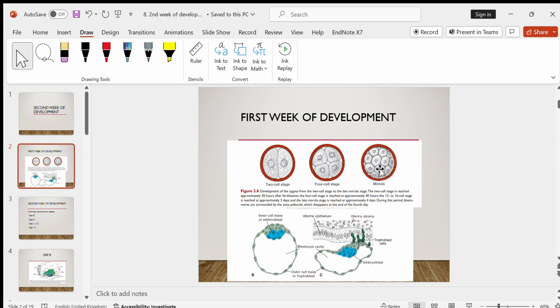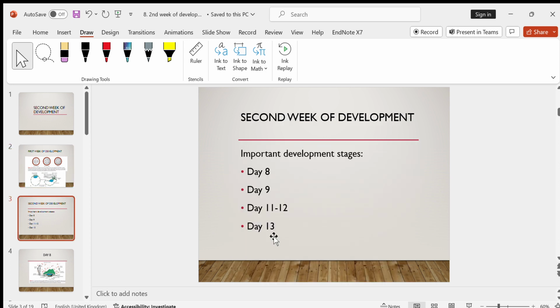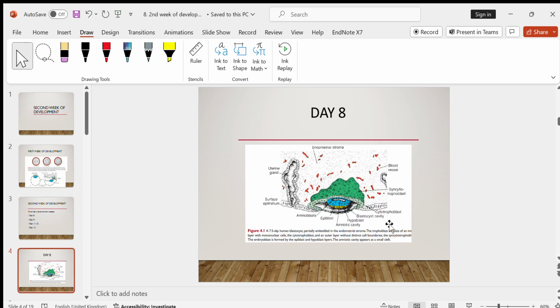This morula, after accumulation of fluid inside, becomes a blastocyst. Having a blastocele, this cavity is the blastocele cavity, or blastocyst cavity, and this structure is the blastocyst. By the end of the first week, that is the seventh day, it is implanted into the endometrium. Then the second week of development starts, and the important stages are day 8, 9, then 11, 12, and day 13.